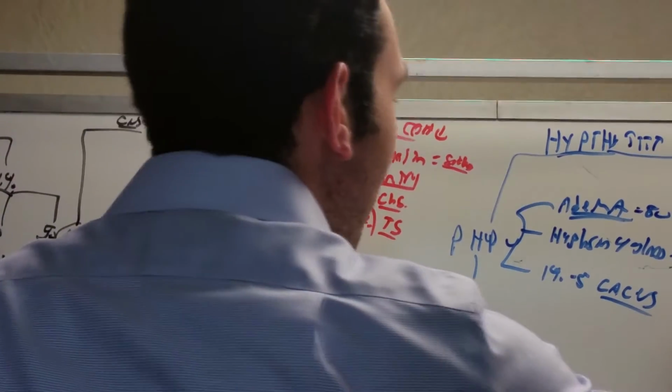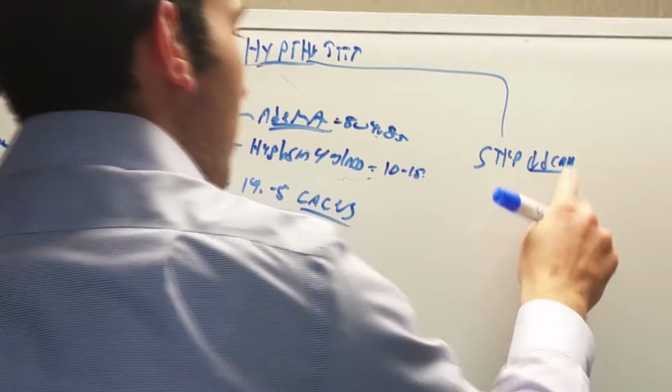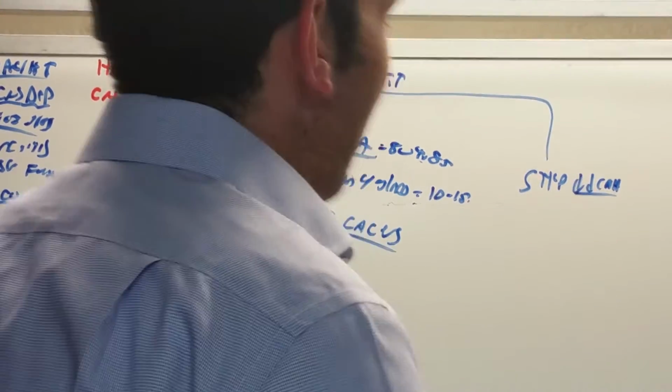However, in secondary hyperparathyroidism, what happens is, for whatever reason, these patients are going to have chronic low levels of calcium. And because they have chronic low levels of calcium, the free calcium is going to be very low for a long time. This is going to overstimulate the parathyroid gland to release a lot of parathyroid hormone. Okay, a lot of times this happens.